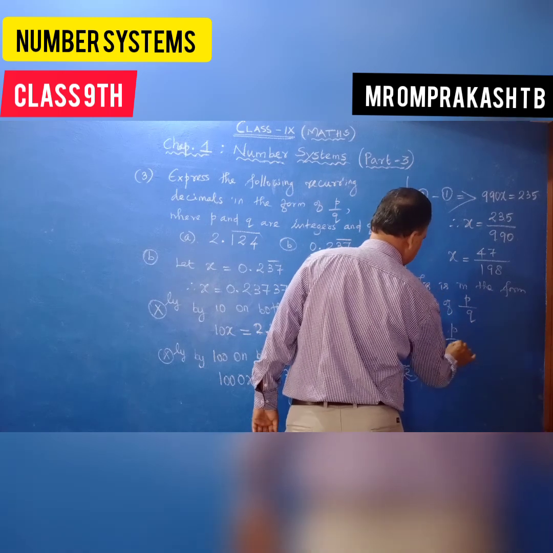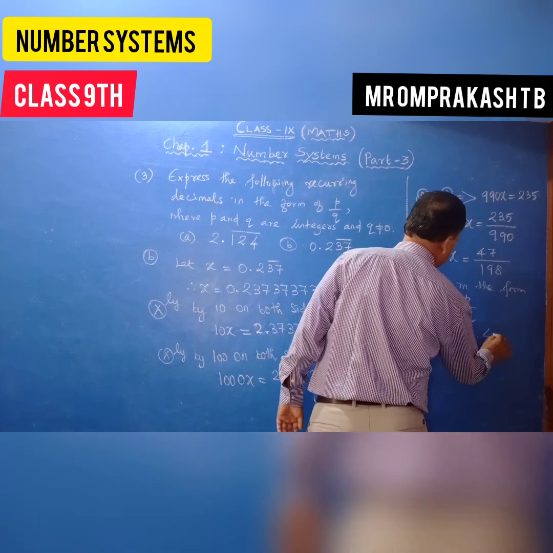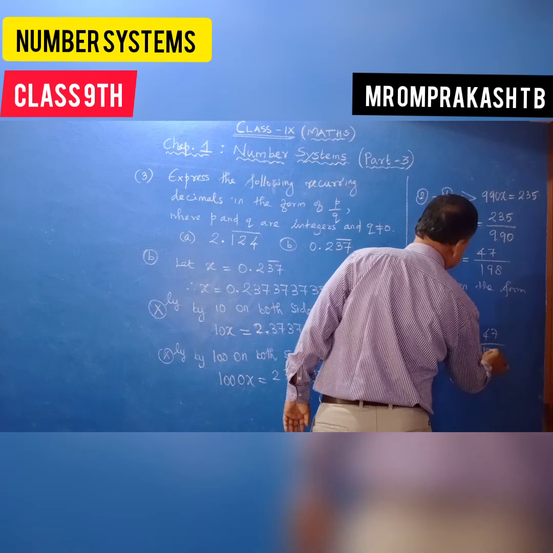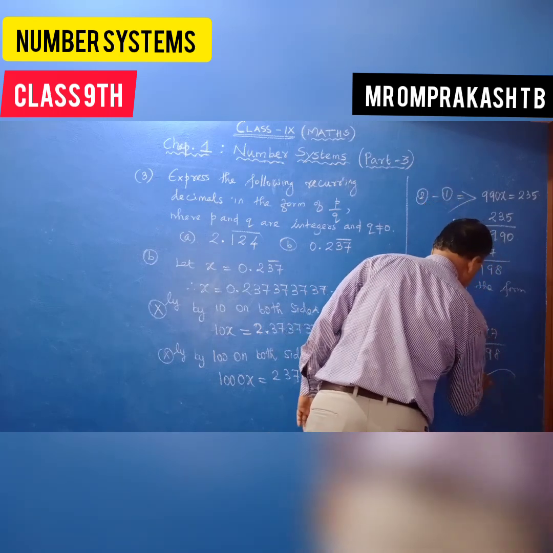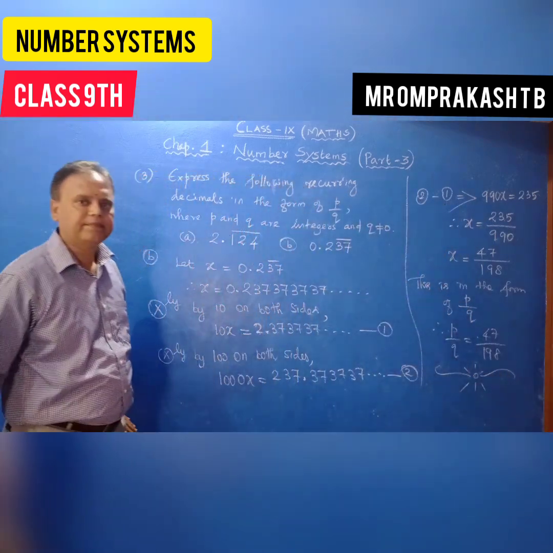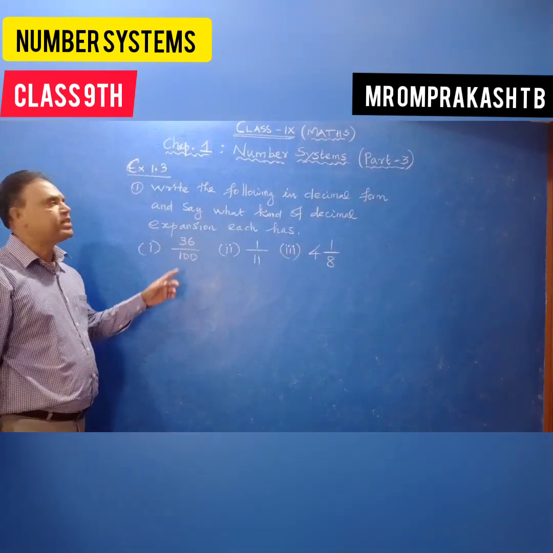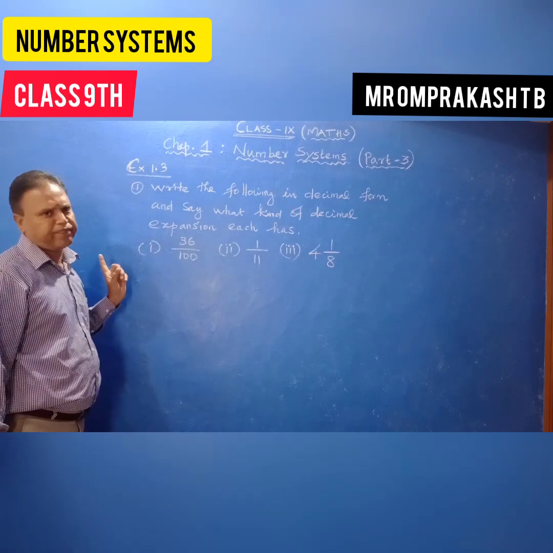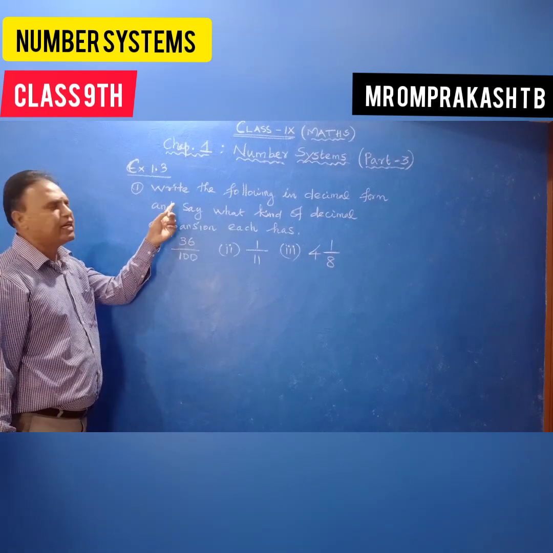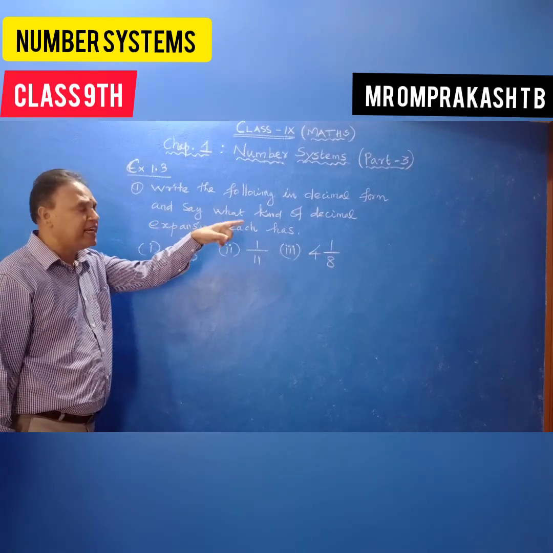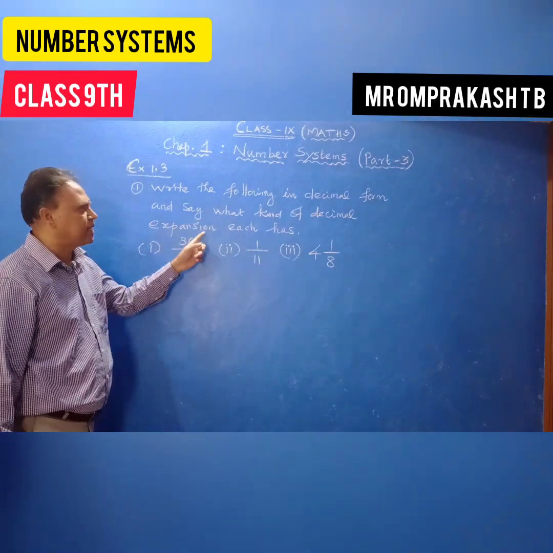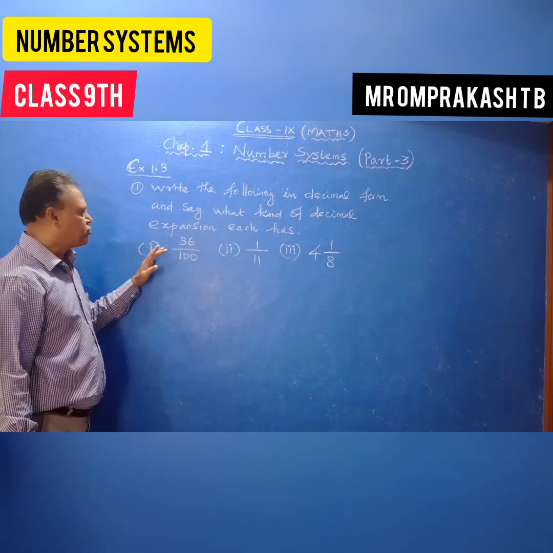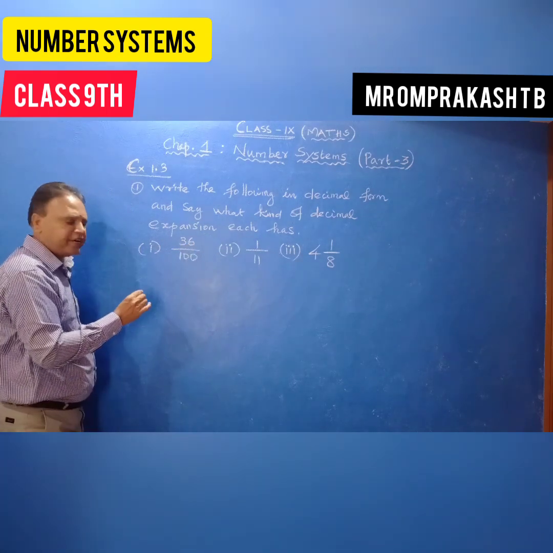Therefore, P by Q equal to that's all. Clear? So now we will see exercise 1.3. First problem. What is given? Write the following in decimal form and say what kind of decimal expansion each has. First one you see 36 by 100.